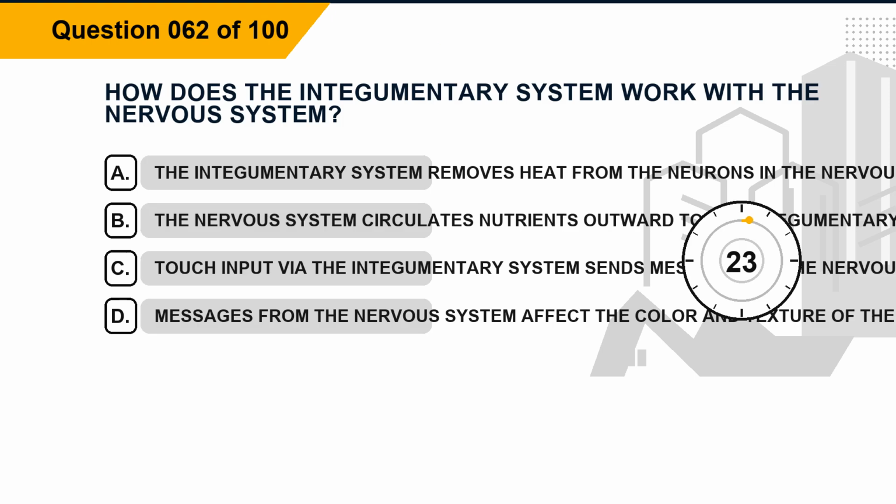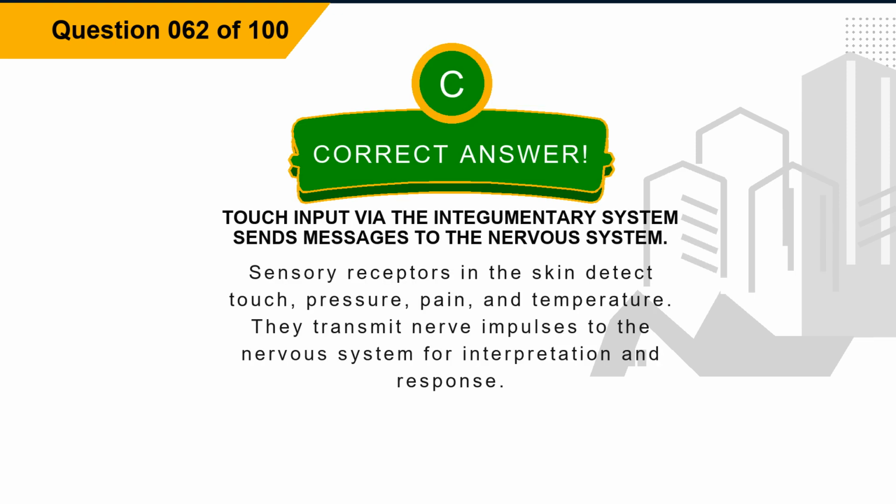Question 62. How does the integumentary system work with the nervous system? Option A, the integumentary system removes heat from the neurons in the nervous system. Option B, the nervous system circulates nutrients outward to the integumentary system. Option C, touch input via the integumentary system sends messages to the nervous system. Option D, messages from the nervous system affect the color and texture of the skin. The correct answer is option C, touch input via the integumentary system sends messages to the nervous system. Explanation: sensory receptors in the skin detect touch, pressure, pain, and temperature. They transmit nerve impulses to the nervous system for interpretation and response.